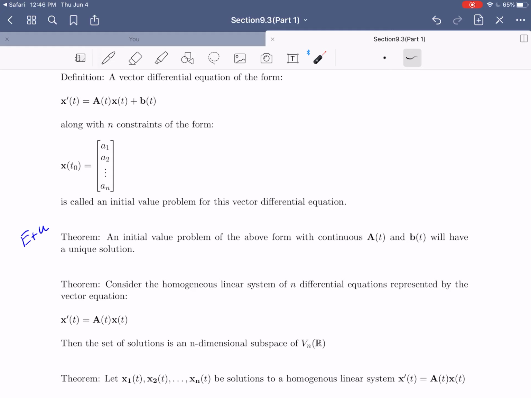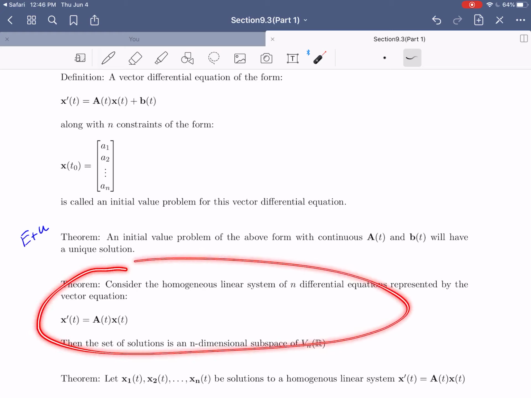Even more important here, it says that if this system consists of n differential equations, then the solution space is n-dimensional, meaning, as we'll see in section 9.4 and 9.5, when we want to actually figure out a basis for that solution space, we will need to find n linearly independent solutions, and then we know that all of the solutions will be generated by those n linearly independent solutions.